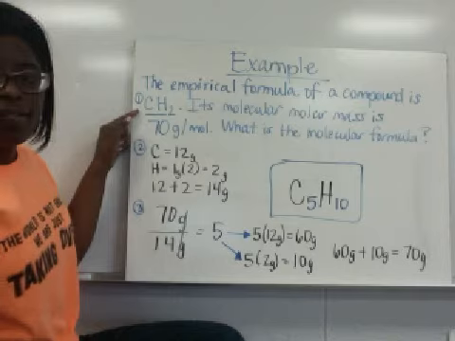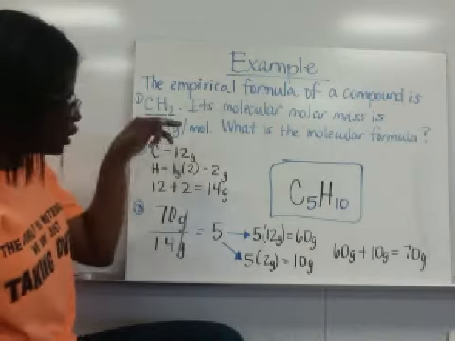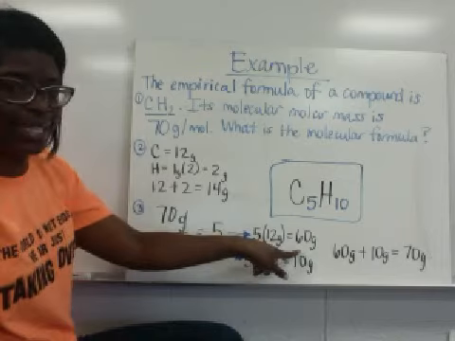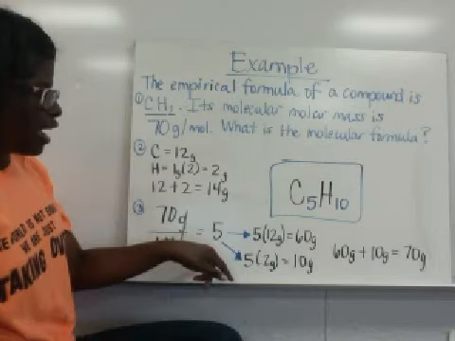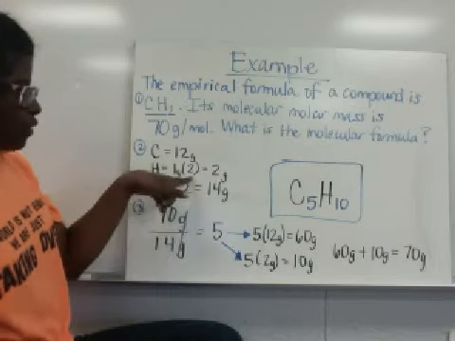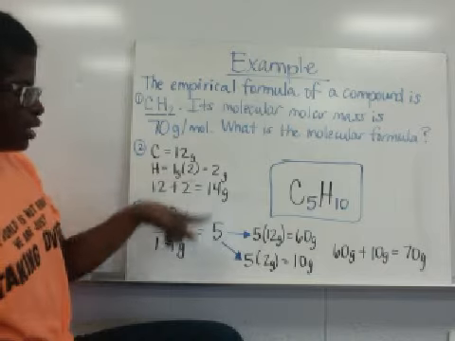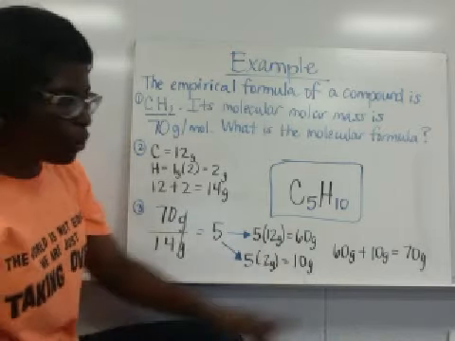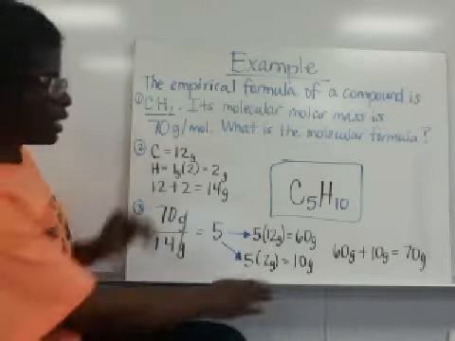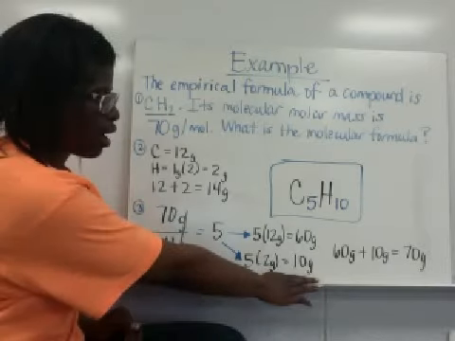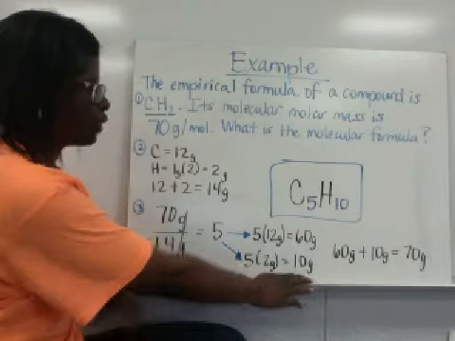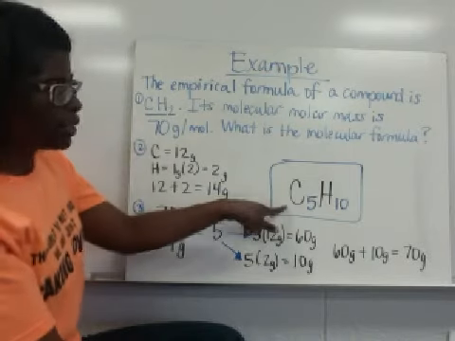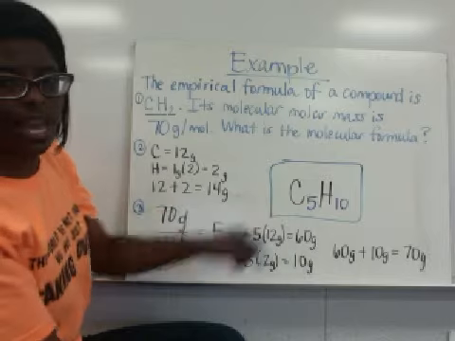So 5 times 1, for carbon, is 5, and 5 times 12 gives you 60. And then 5 times 2, for the hydrogen, is 10. 60 plus 10, I hope we all know, is 70. So that means that now our mass from our new molecular formula matches the mass that it gave us for the molar mass in the problem. So that means the molecular formula is C5H10.